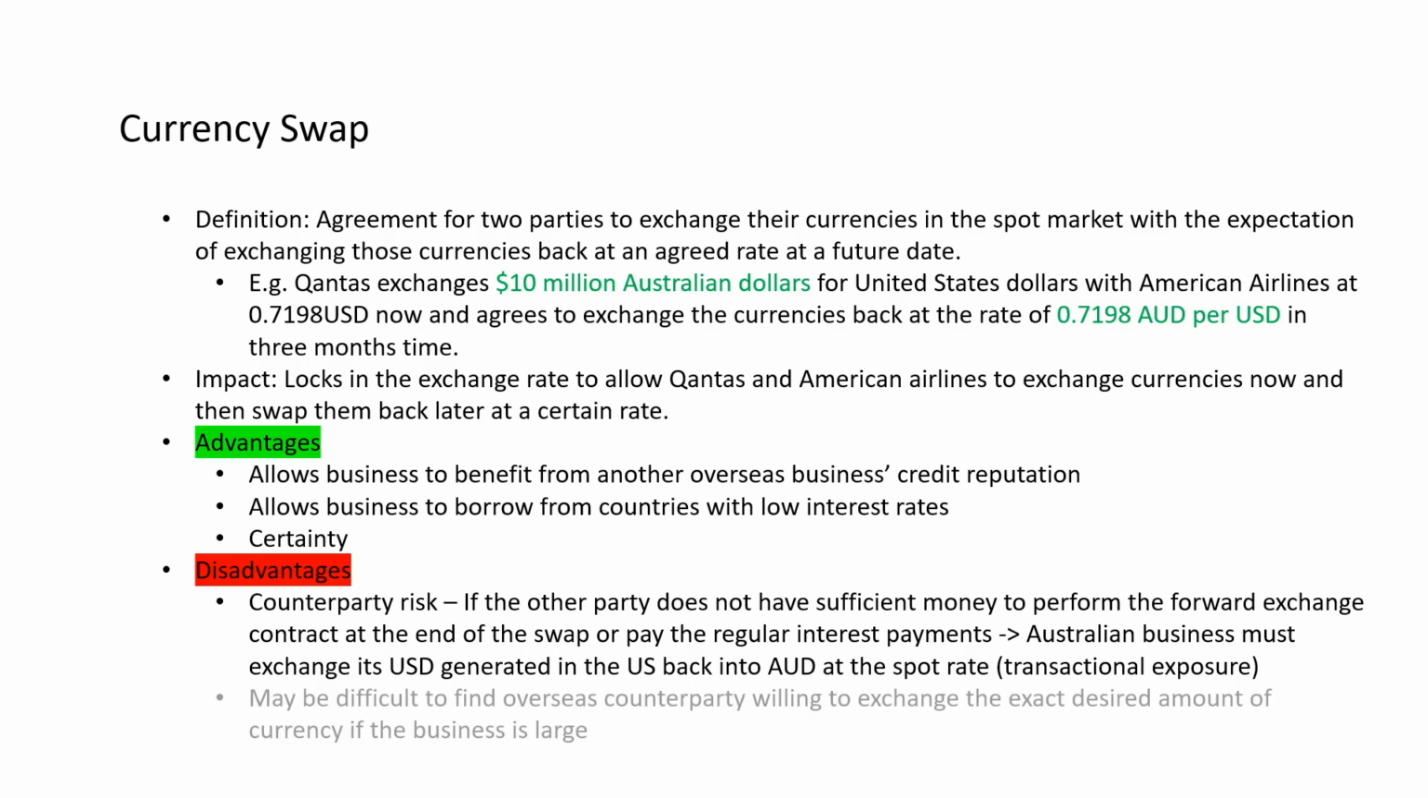And the second disadvantage is that it may also be very difficult to find an overseas counterparty, i.e. another party willing to engage in the currency swap, where the currency swap would contain the exact desired amount of currency the business wants to obtain.